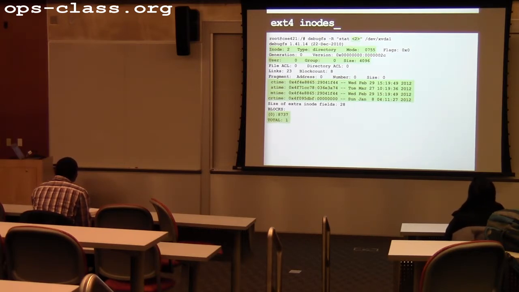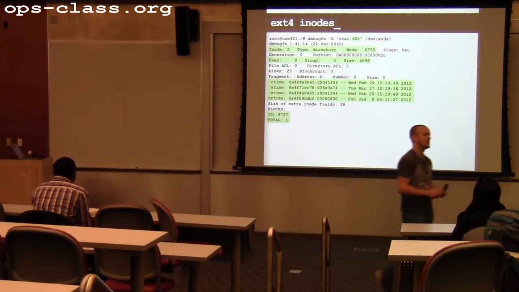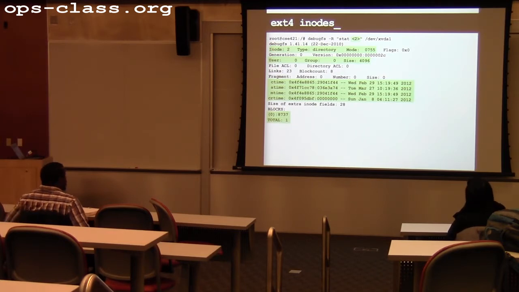It turns out that on EXT4 file systems, inode number 2, it used to be 1, I don't know why it got bumped, is special. Can anyone guess what's special about inode number 2? Yeah, it's the root of the file system. So this is the root inode. It's a directory. It doesn't have very many entries in it, so it's only one block. It's owned by root. It was created when the system booted. So yeah, this is /, the root of the file system.